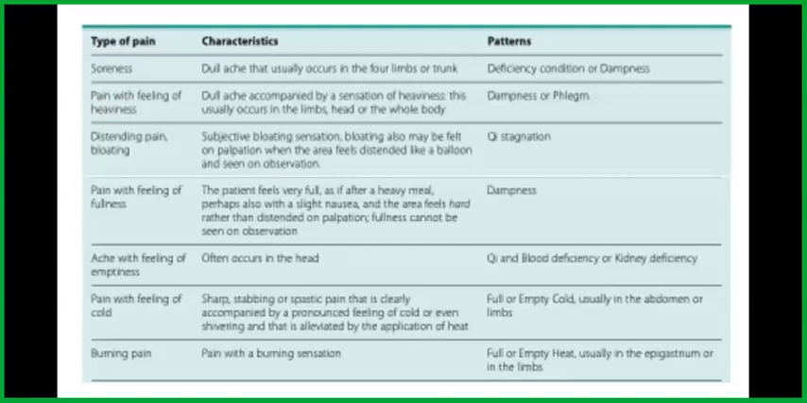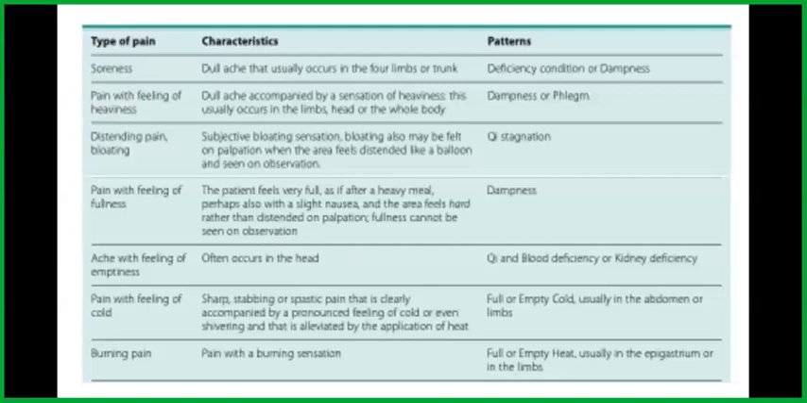When the pain is an ache with feeling of emptiness that often occurs in the head, that is Qi and blood deficiency or kidney deficiency. When there's pain with the feeling of cold, it will be a sharp or stabbing or spastic pain that is clearly accompanied by a pronounced feeling of cold or even shivering, and that is alleviated by the application of heat. That pattern is full or empty cold and usually in abdomen or limbs.